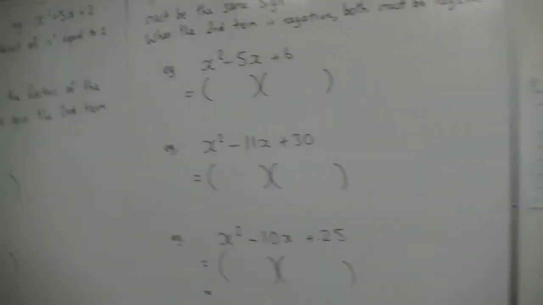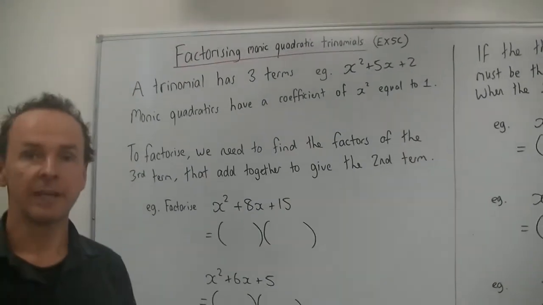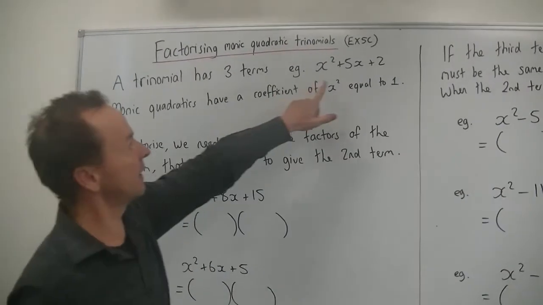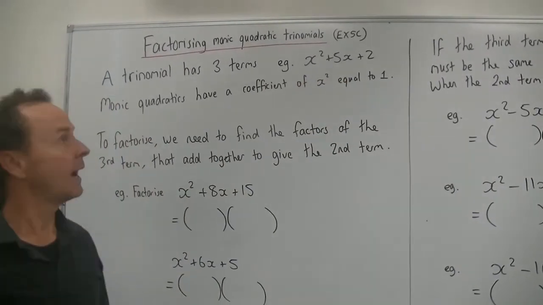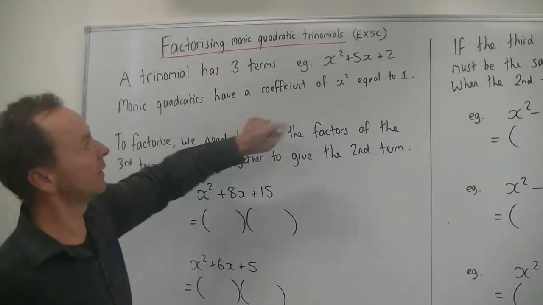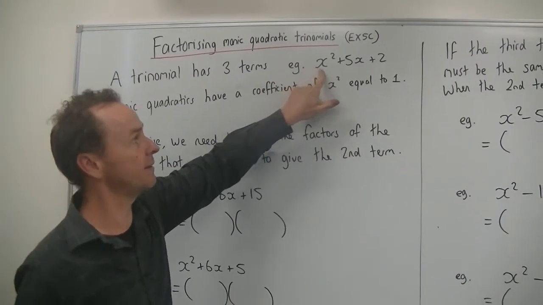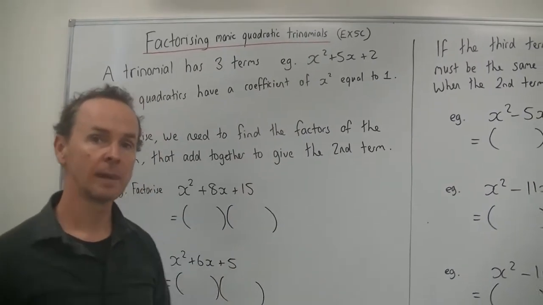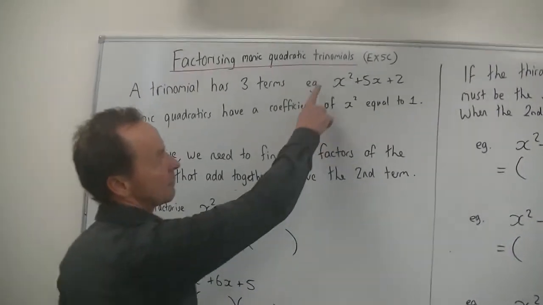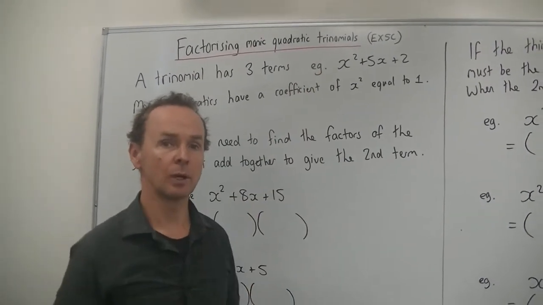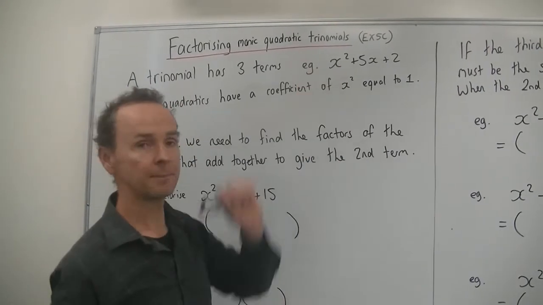Alrighty, good job guys. Now, like I said, a trinomial has 3 parts to it. Looks something like that. And the other thing there, it says monic. It just means that the coefficient of x squared is a 1. So these are the easier ones. We deal with the hard ones later on when it's non-monic, so there'll be a number in front of the x squared. But for now, they're all going to have just x squared.